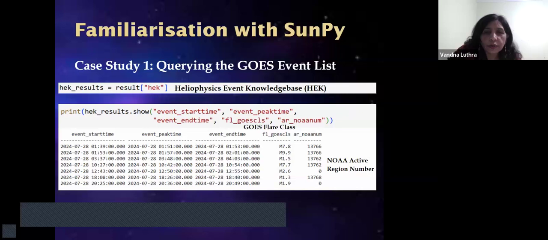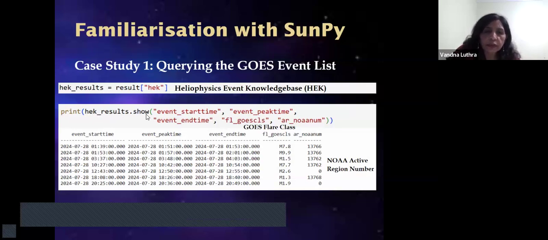So when you write hek_results equals results['hek'], what is HEK in this case? HEK is the Heliophysics Event Knowledge base. So hek_results is equal to results, and in the square bracket you will write "hek" within the double quotes, and then print results. So print results would mean hek_results.show.